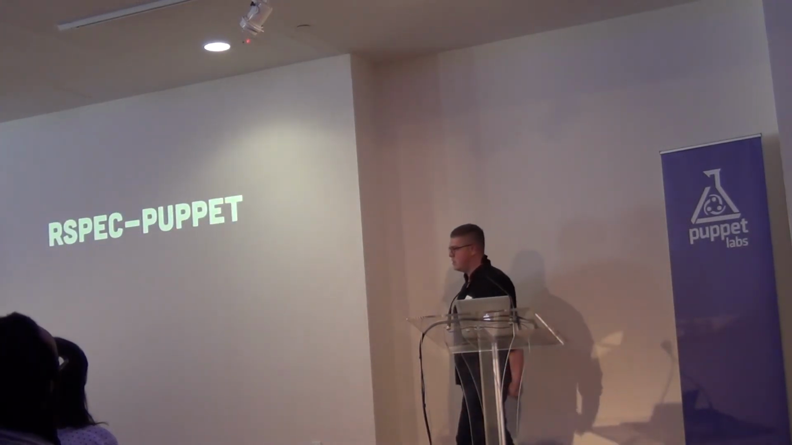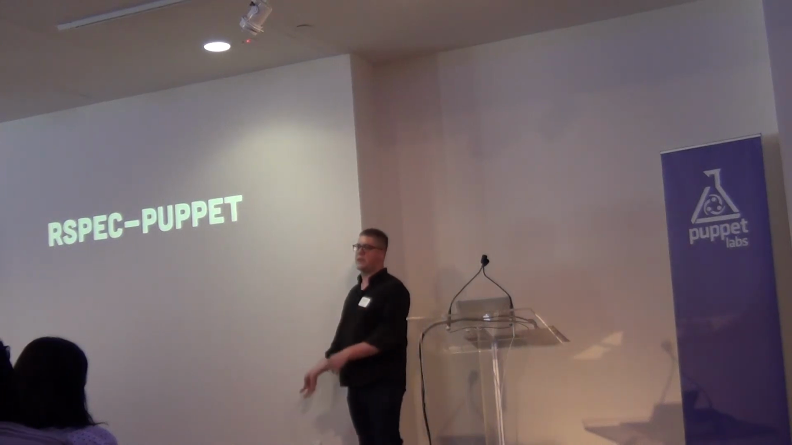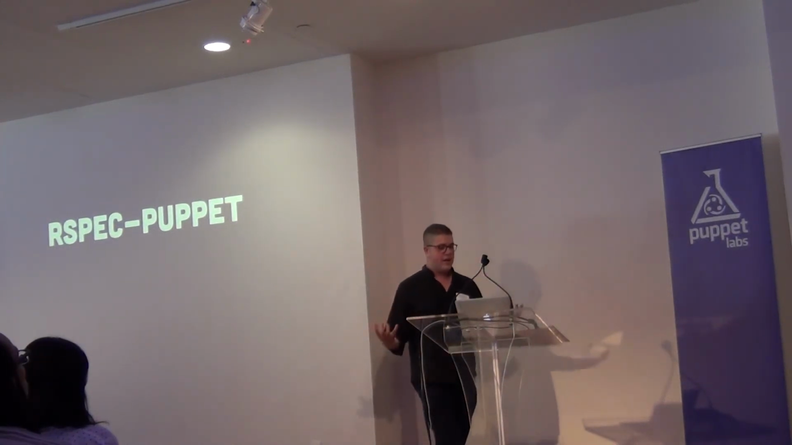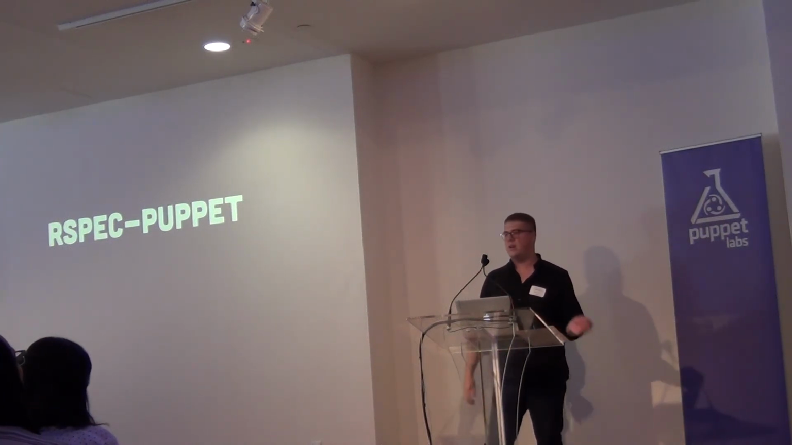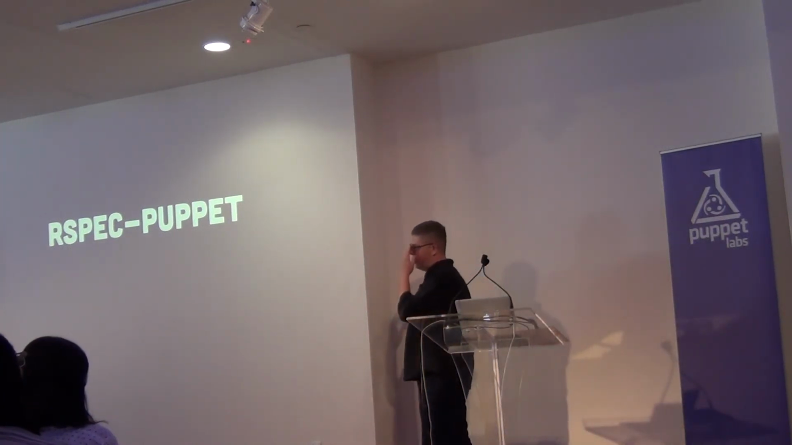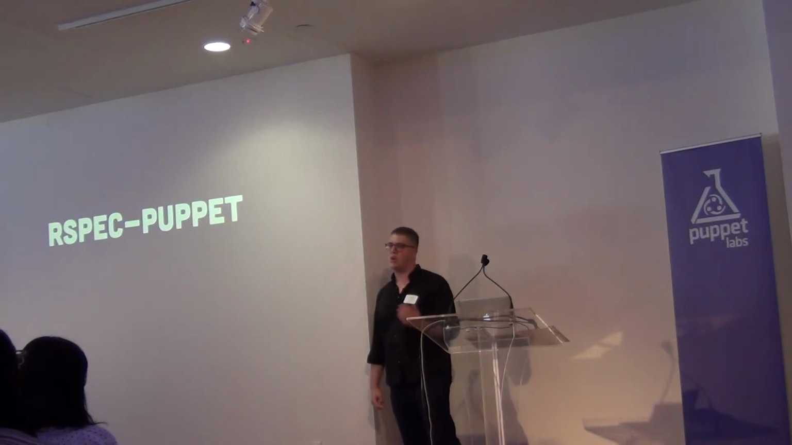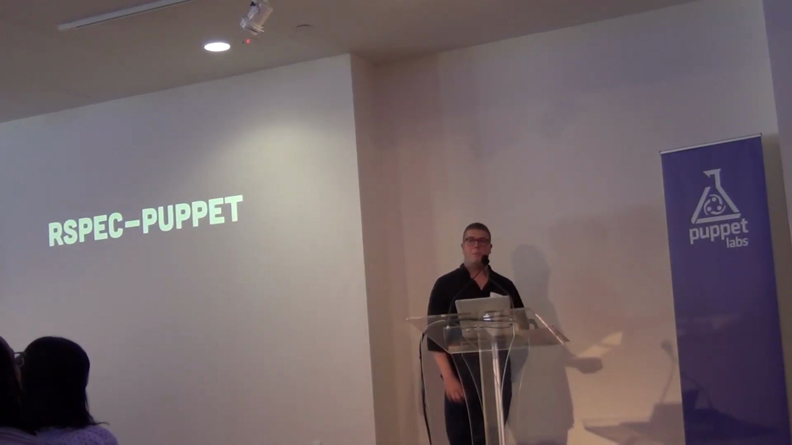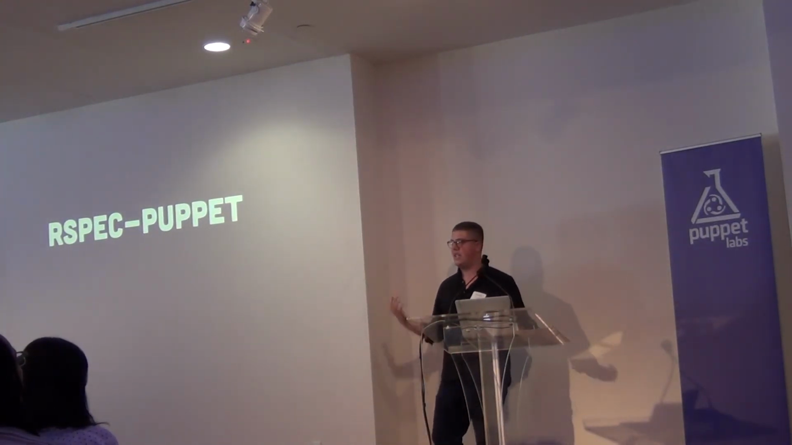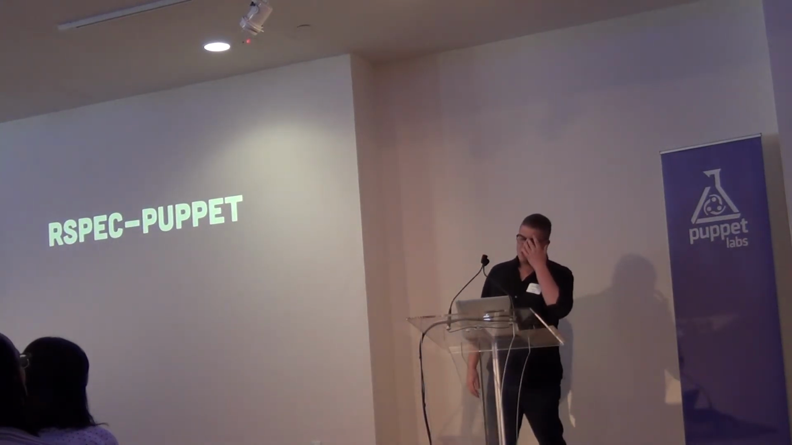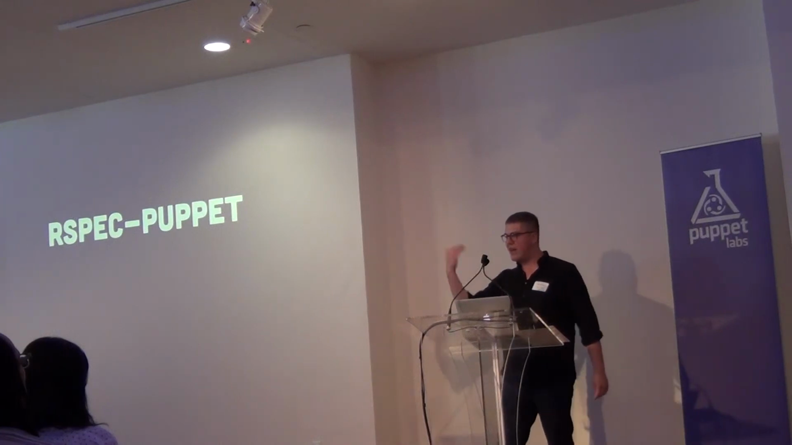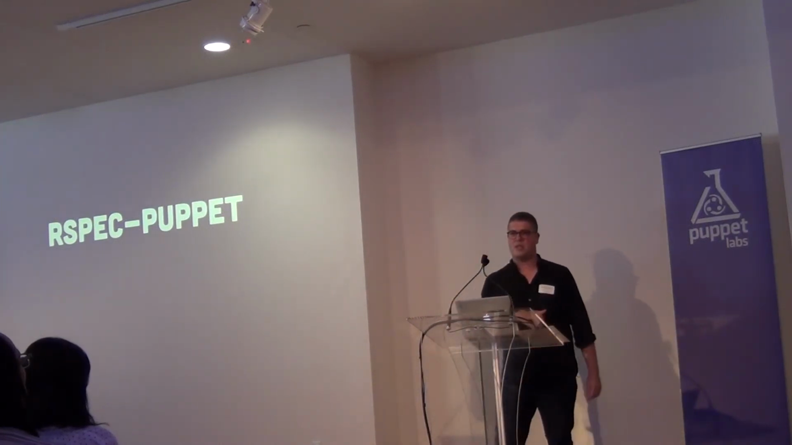RSpec Puppet lets you do unit testing. These are isolation tests, right? So you're basically checking, hey, I want to install a module, and I want to make sure that when I add the Apache module to a node, it actually installs Apache. So if I'm on RHEL, it's called httpd. If I'm on Debian, it's called apache2. So this lets you basically say, am I getting the right stuff on this type of node?